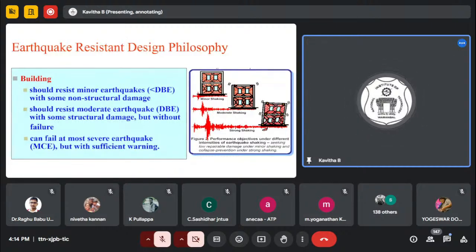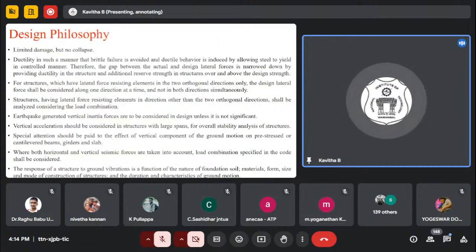In minor shaking, structural things should not be disturbed. Only non-structural things may get disturbed or damaged. When it comes to strong shaking, non-structural damage and a little bit of damage to the building is also fine, but it should not undergo any collapse. So that's the basic philosophy of our earthquake resistant design. That's how our IS 1893 is designed.